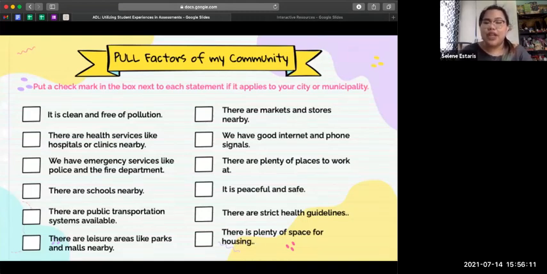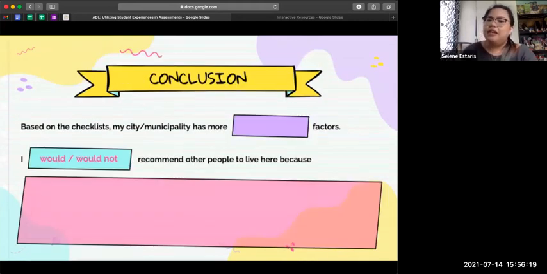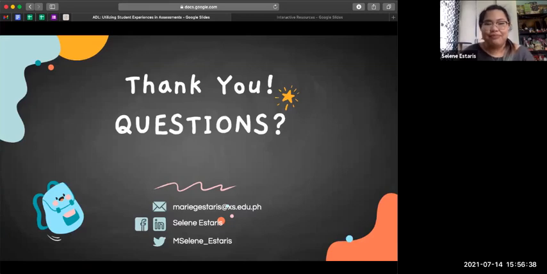So we have them do a checklist to check whether their communities have these characteristics. And then from there, they decide, does my city or municipality have more push factors or pull factors? Would I recommend people to live here or not? Okay, so again, realistic and relevant because they are living there. It is based on their own personal experiences in the communities that they're actually based in.